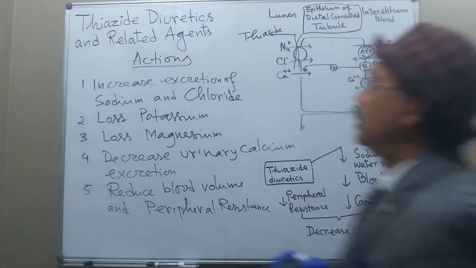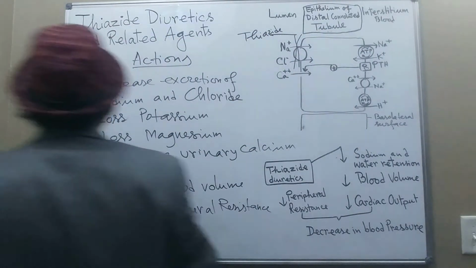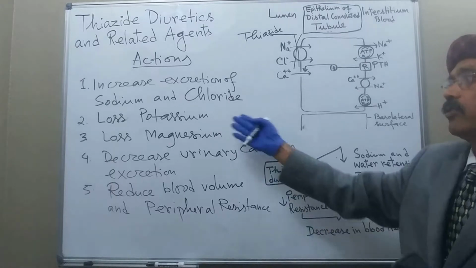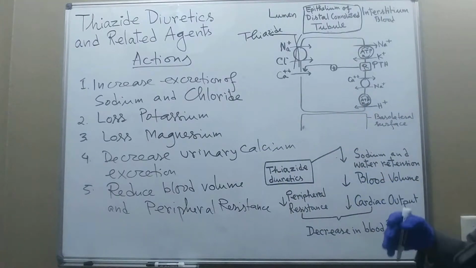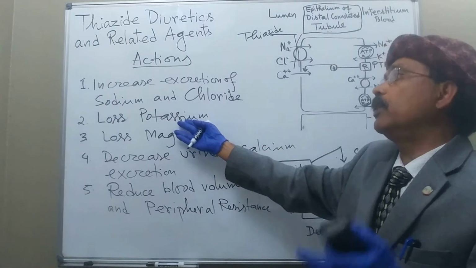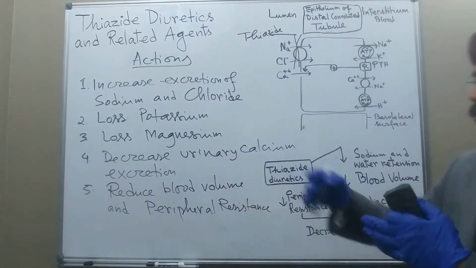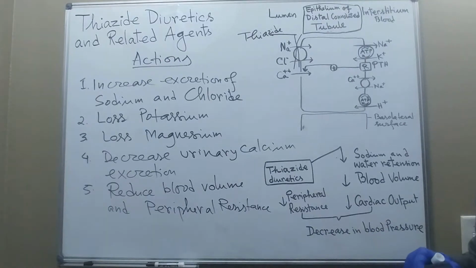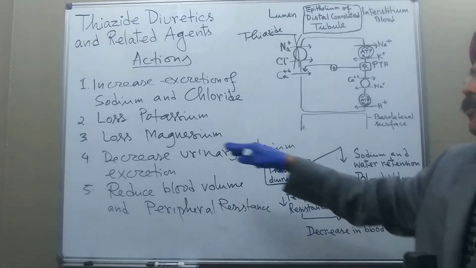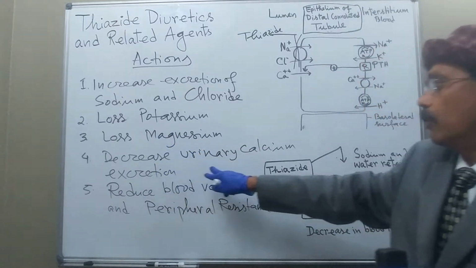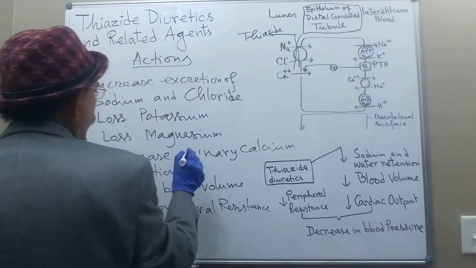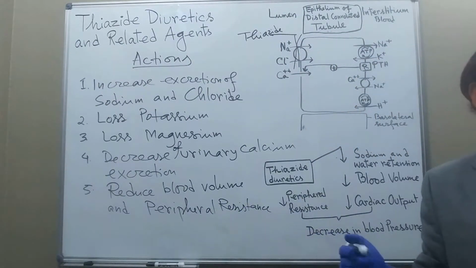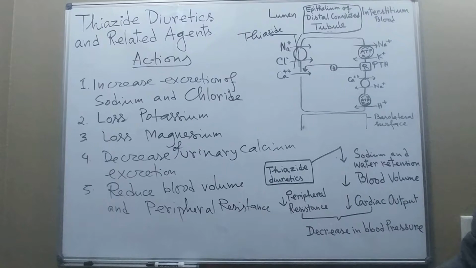Number one, increase the excretion of sodium and chloride. It loses potassium, not from the distal convoluted tubule but in the collecting duct, during exchange of sodium and potassium, and the loss is also done by the aldosterone hormone coming from the adrenal cortex. Loss of magnesium, decrease of urinary calcium excretion, reduce blood volume, and peripheral resistance. These are the actions of the thiazide diuretic.